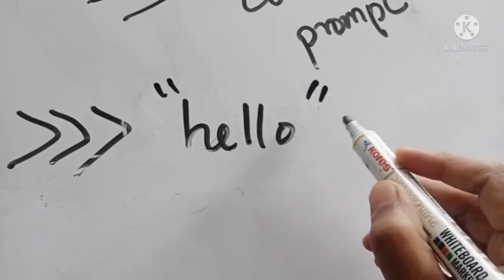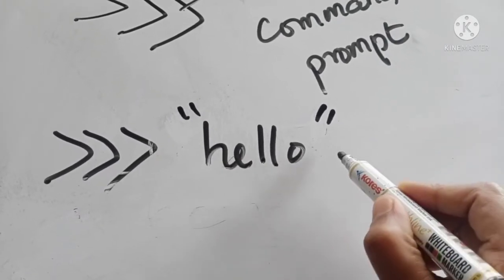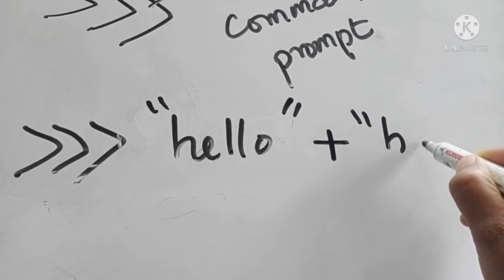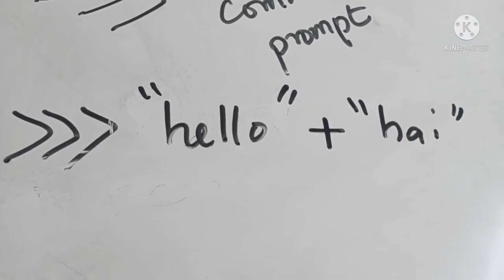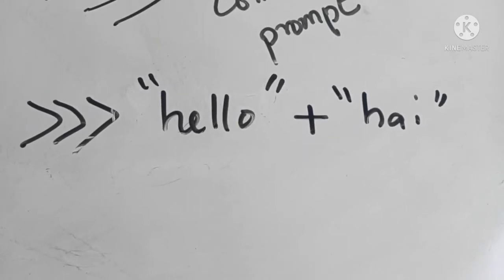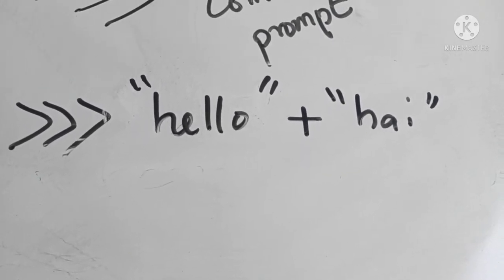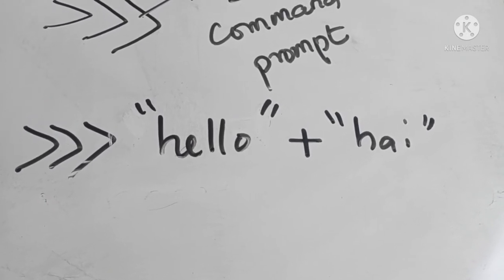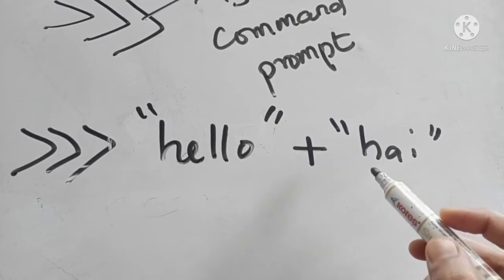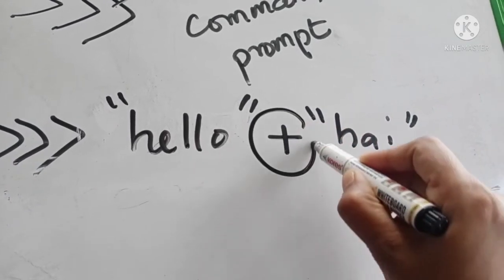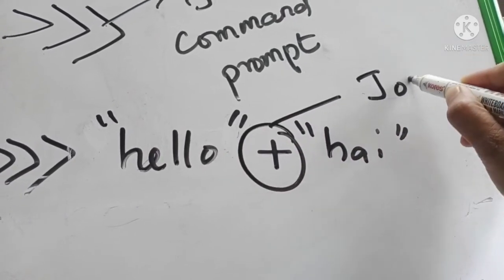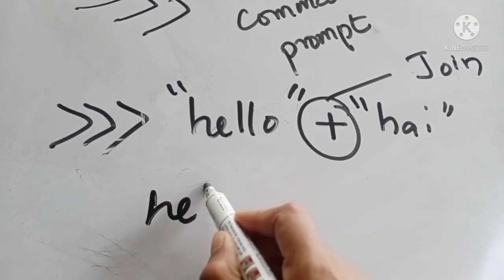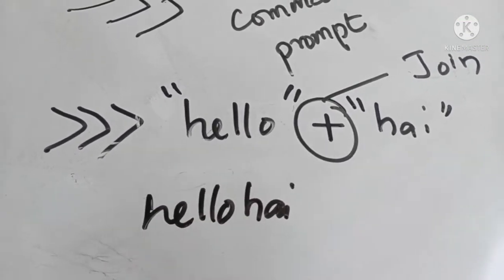Okay, next my line of code is, listen carefully. After this I'm putting one plus symbol, along with this I am giving another string, hi. Can you see properly? Here I have two strings, hello and hi. In between I'm giving one plus symbol. So what are you thinking here? It will be adding these two things together. The plus symbol in the case of strings will join two strings together. So the output will be nothing but hello hi.